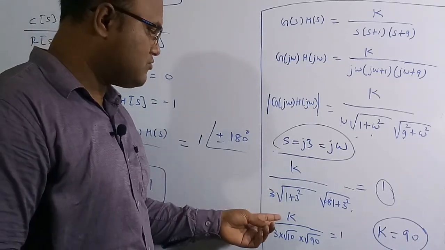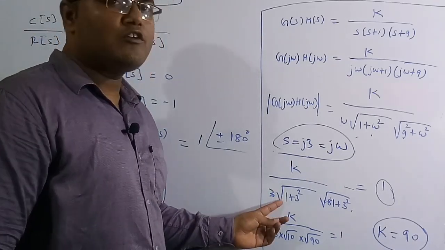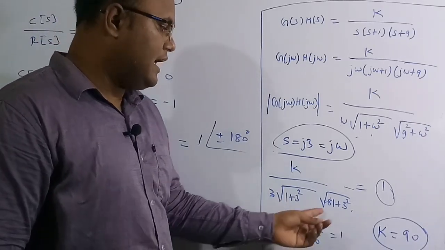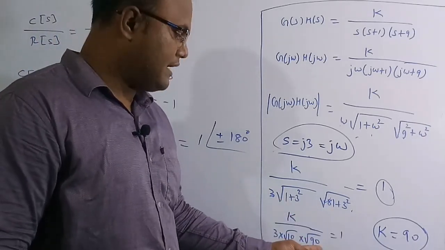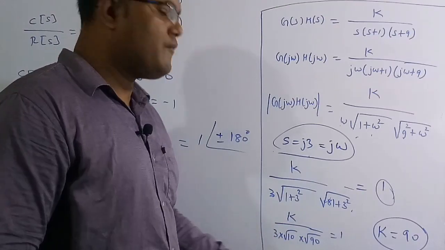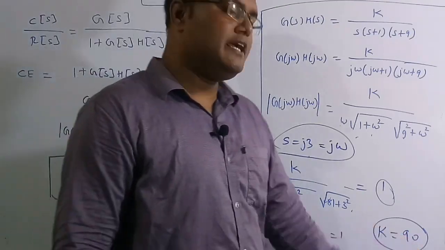Now if you solve this, k by 3 into root of 1 plus 9, which is root 10, and root of 81 plus 9, which is root 90, is equal to 1. And if you simplify this, finally we are going to get k is equal to 90.